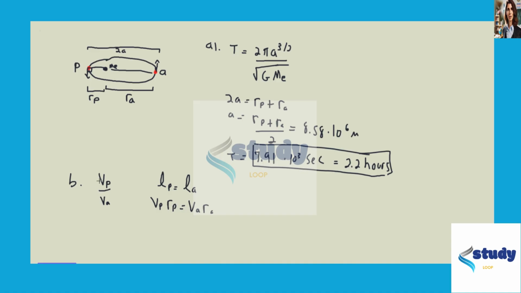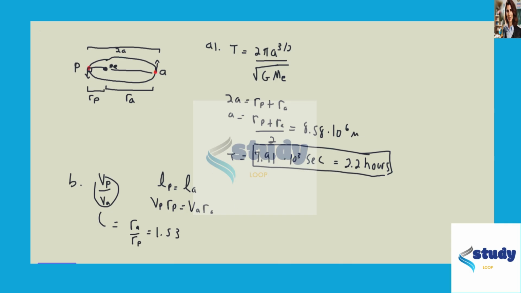And so we get that this ratio will just be Ra over Rp. And that comes out to be 1.53. So that means it's moving 1.53 times faster at point P than at point A.